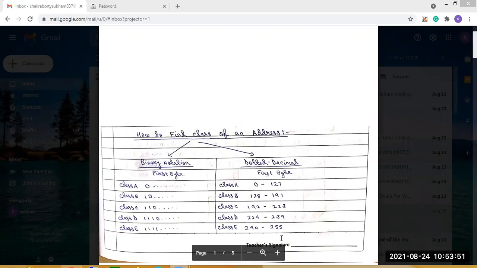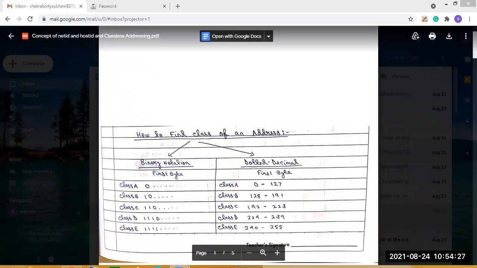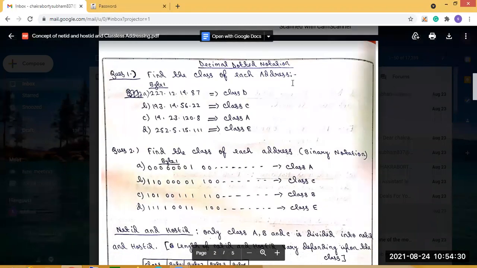In case of dotted decimal notation, the range is specified. If the first byte is between 0 and 127, it is class A. 128 to 191 is class B. 192 to 223 is class C. 224 to 239 is class D. And if the first byte is between 240 and 255, it is class E. Basically, questions will be given asking to find the class of each address.